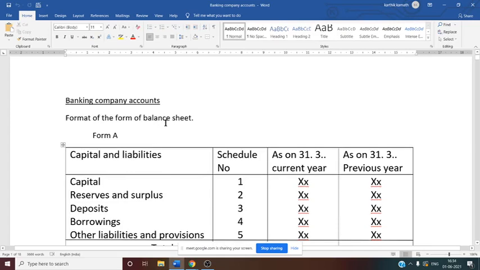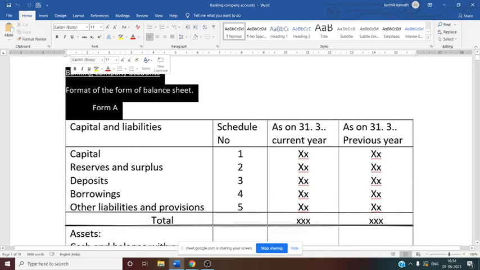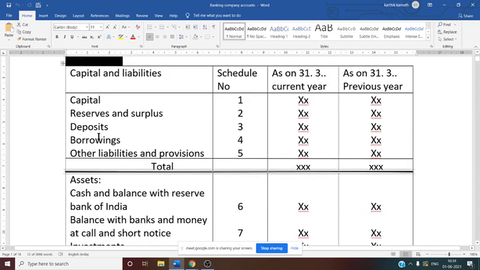Yes, see this banking company account. In banking company accounts, there is a format or form in which you have to prepare the balance sheet. This is Form A as per the Banking Regulation Act of 1949. So this is the balance sheet format.